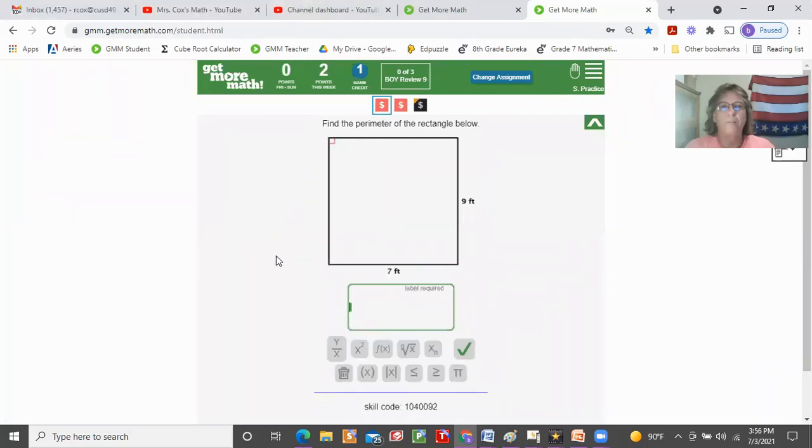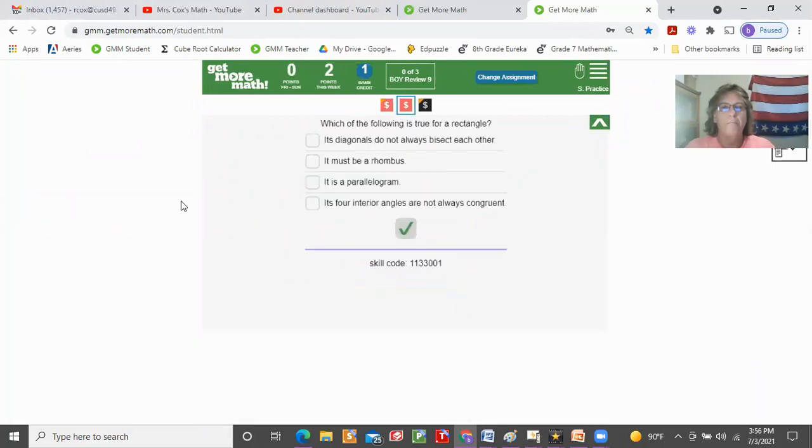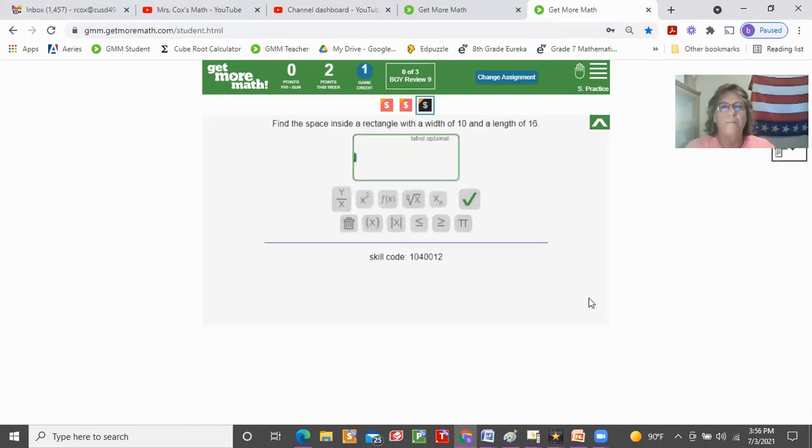So the first one is find the perimeter of the rectangle. This is skill code 1040092. The next one, which of the following is true for a rectangle? And it's just making sure that they understand the ideas of rectangles, squares, triangles, parallelograms. Skill code 1133001. And then the last one, find the space inside a rectangle, which again is area, 1040012. And so those are the 3 skills that I'm teaching in that lesson.